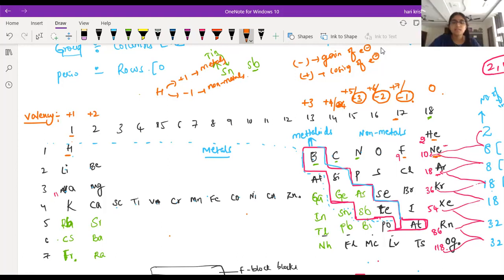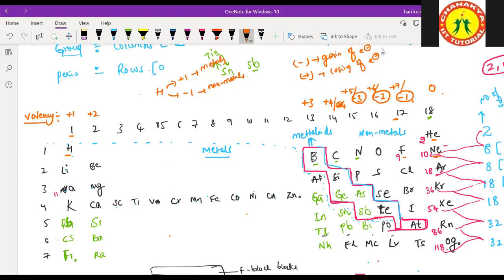So can the 13th group show a -5 valency? No, it can't show -5, because boron is a metal here, right? Generally, these are the metals. Metals are the electron donors. One more definition for metals is electron donors. I hope you studied this in class 8, sorry.